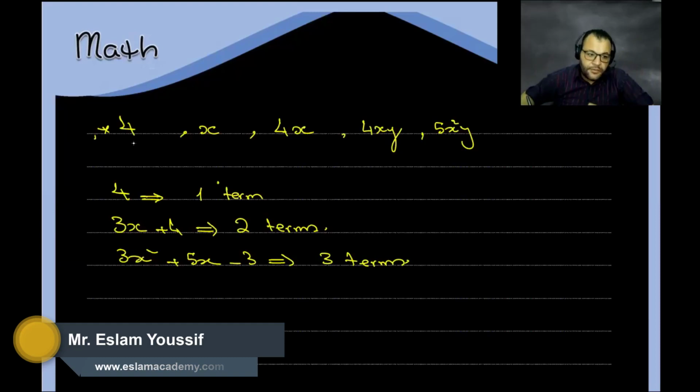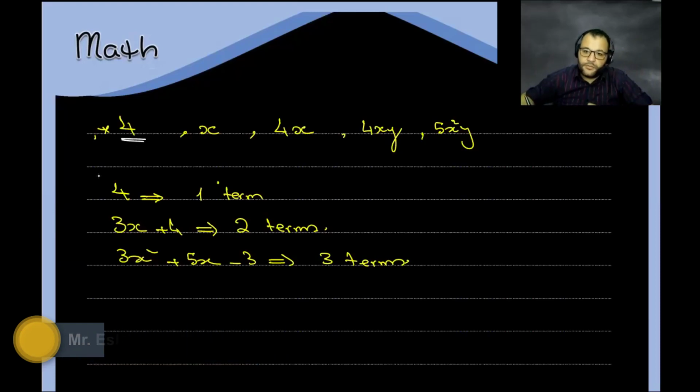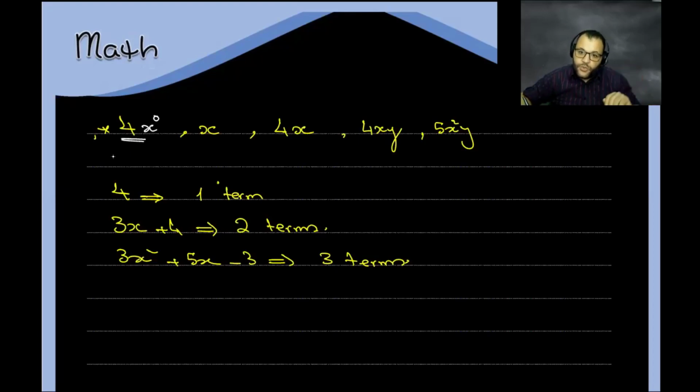So for the first one, is there any variable here? No. There is. What is this variable? It's x to the power 0. Because any number raised to the power 0, you understand it? Anything raised to the power 0 equals 1. Correct. When I say 4 times 1, it equals 4. It's still the same without any change.